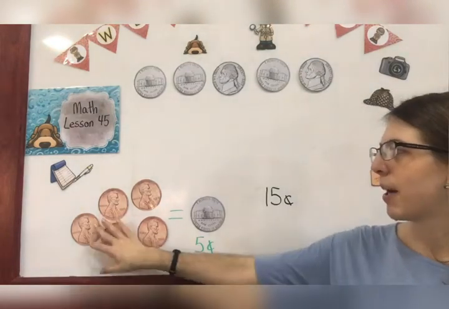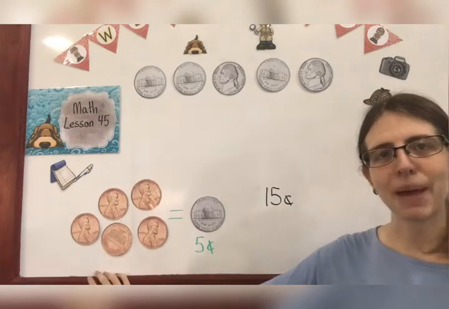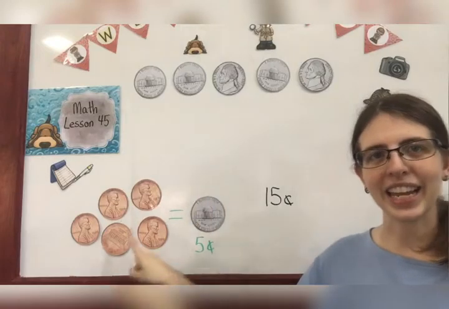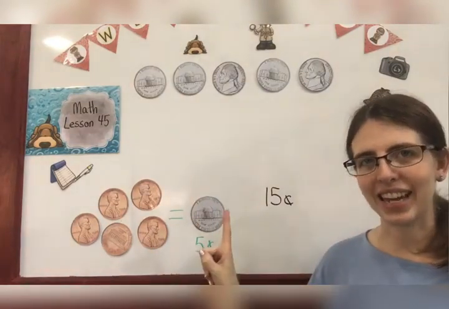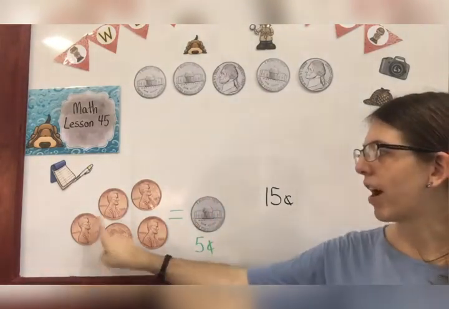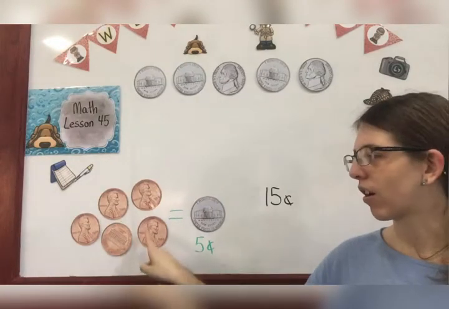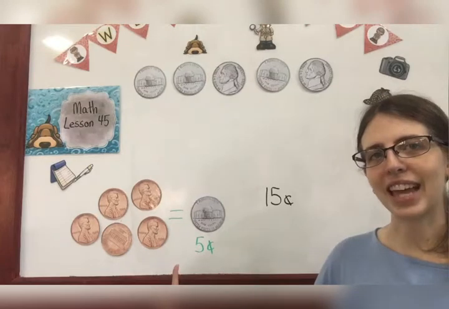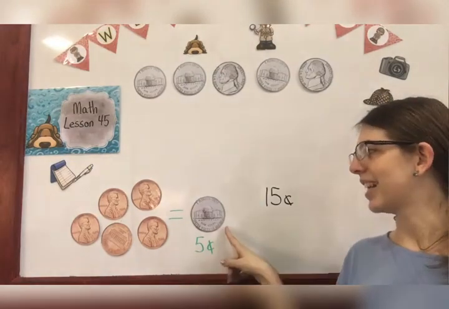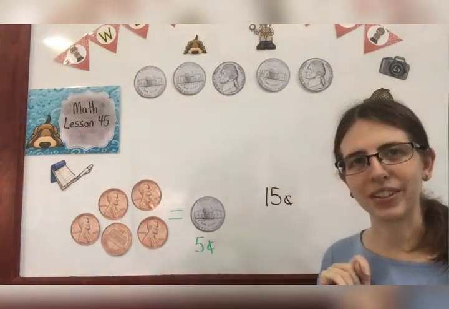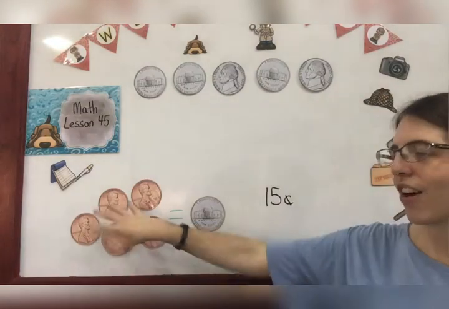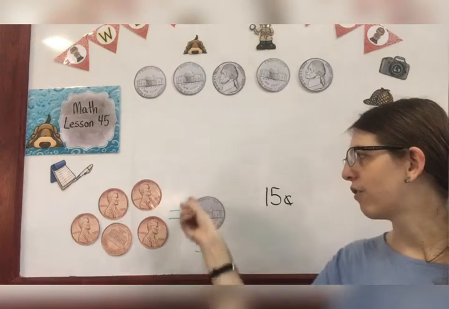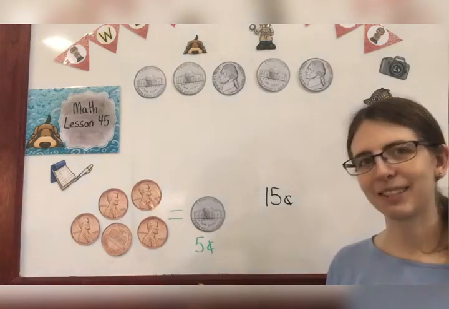I have pennies first. These pennies are worth how much? 1 cent, right? Each penny is worth 1 cent. So I have 1, 2, 3, 4, 5 of them. 5 pennies is 5 cents. And 5 cents is what a nickel equals. So 5 pennies are the same as 1 nickel. So every nickel is worth 5 cents.